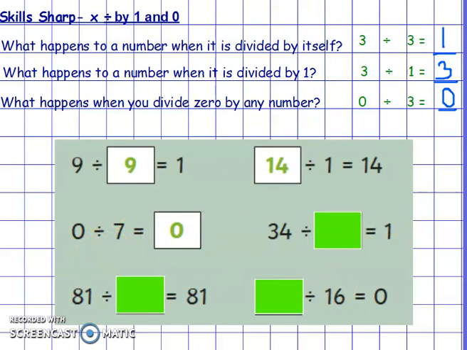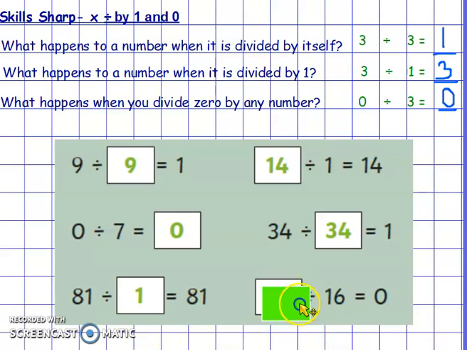0 divided by 7 equals 0. Always 0 is the answer if we're dividing 0 by another number. 34 divided by 34 equals 1. 81 divided by 1 equals 81. And 0 divided by 16 equals 0. Well done if you gave those a good shot this morning.